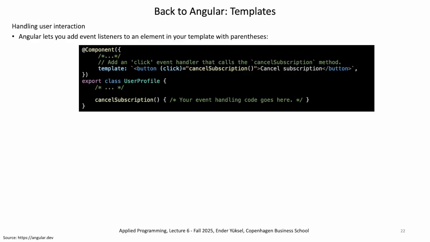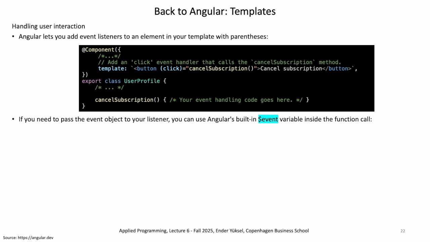Let's see how it works. When a user clicks the button labeled cancel subscription, Angular detects the click event. Angular automatically calls the cancelSubscription method defined in the component class. Whatever code you write inside that method executes. If you need to pass the event object to your listener, you can use Angular's built-in $event variable inside the function call.